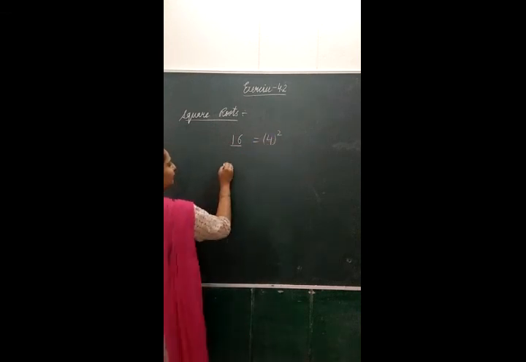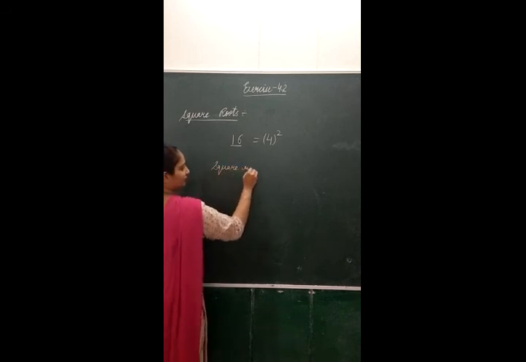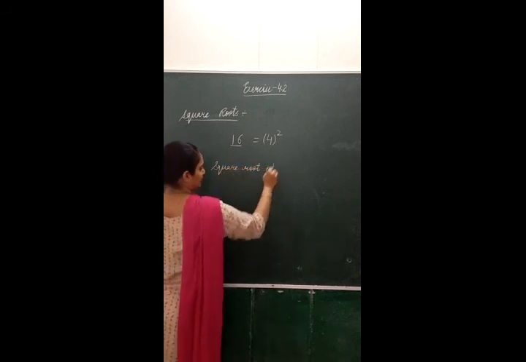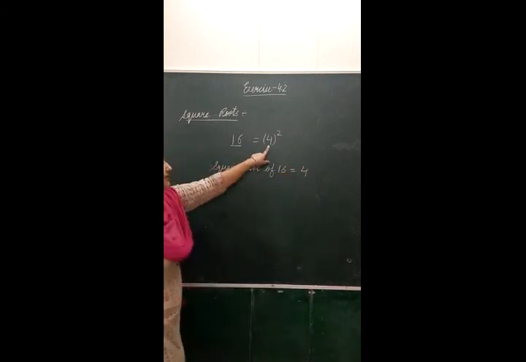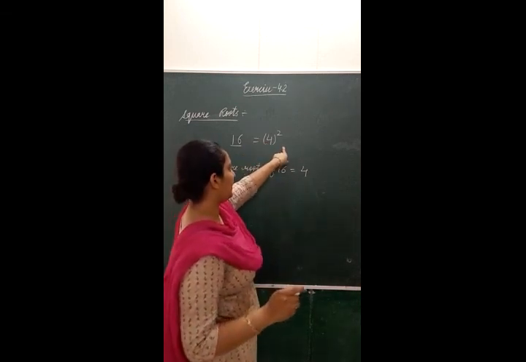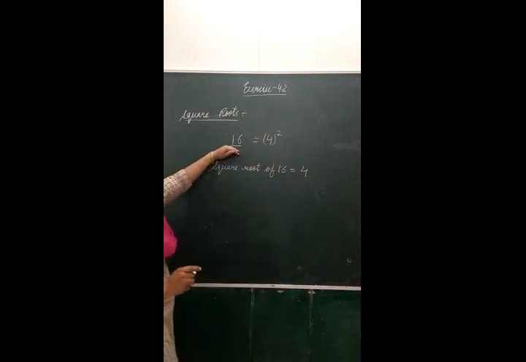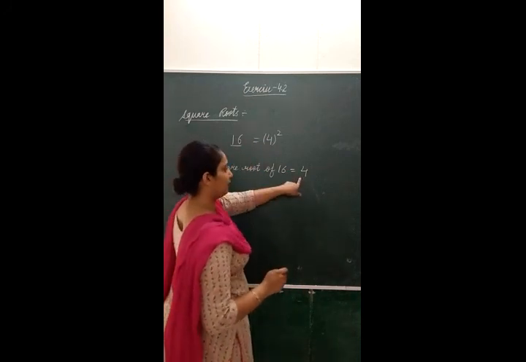So that means if you want to find the square root of 16, then it will be 4. Means we take a single number from the pair of which the given number is the square. So here the square root of 16 is 4.